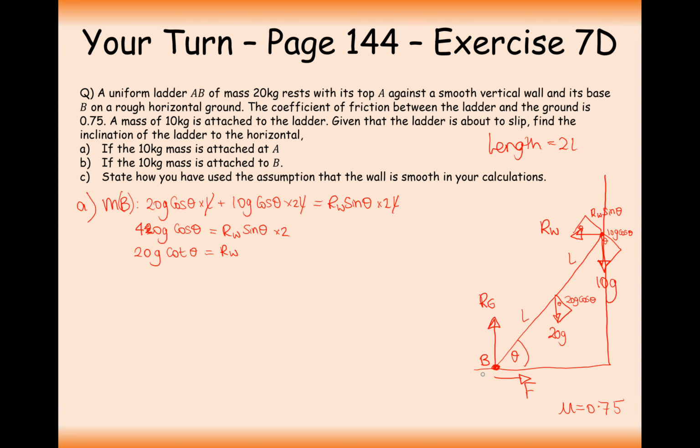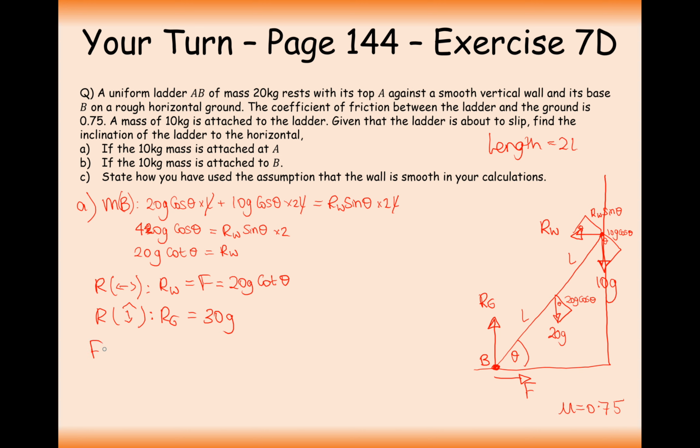Now that I've taken moments about point B, the next thing I need to do is, it's on limiting equilibrium, so F is equal to mu R. I'm now going to resolve my forces horizontally and vertically. Horizontally, RW is equal to friction, so friction is going to equal 20g cot theta. Then resolving forces upwards and downwards, I have R as the only upwards force equal to the two downwards forces, 20g and 10g, which add up to a total of 30g.